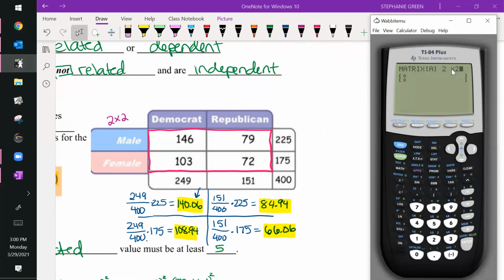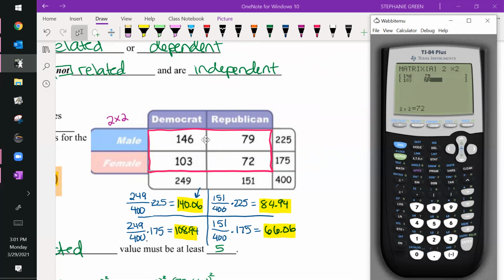So watch what happens when I hit enter here. Look at the way this matrix looks right now. Now I'm going to hit enter. And now my matrix has 2 rows and it has 2 columns. So now I just put my data in exactly how it looks. That number is 146, hit enter, and it moves to the right. So I'm going to put in the 79, hit enter, and it moves down here to the bottom left. So I'll put in 103, enter, and the last number is 72, enter.